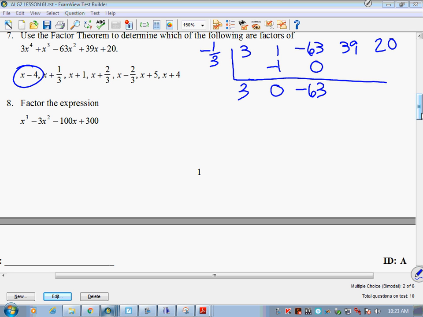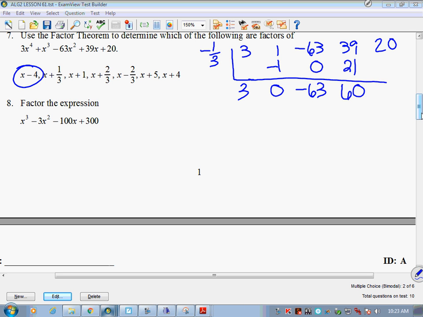All right. Multiplying by negative 1/3 would be the same as doing what? Would be the same as what? Dividing by negative 3? But you can try that. What's negative 1/3 times negative 63? So it should be positive 21. Okay, what's 39 plus 21?